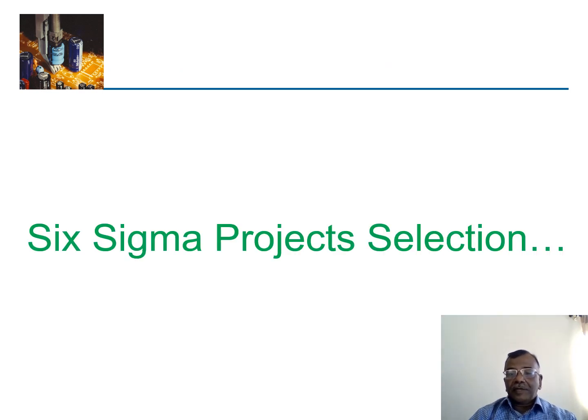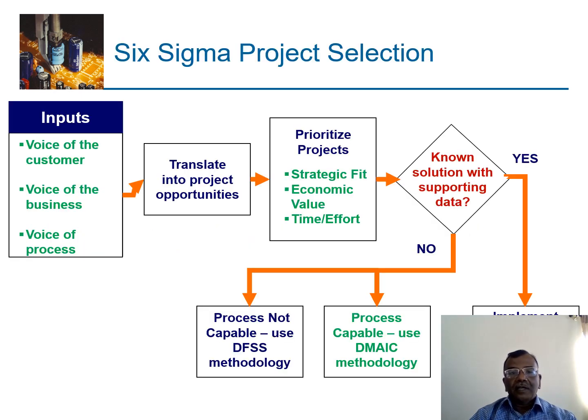Six Sigma project selection: in a business organization, we cannot take all the projects together. It's quite difficult. You take the voice of the customer, voice of the business, and voice of the process. These will be three inputs, and this has to get translated into projects. There we should also have a small checkpoint to prioritize projects based on strategic requirements, economic value, and time and effort. The timeline of the project should be as minimum as possible, and the cost benefit out of the project should be the maximum.